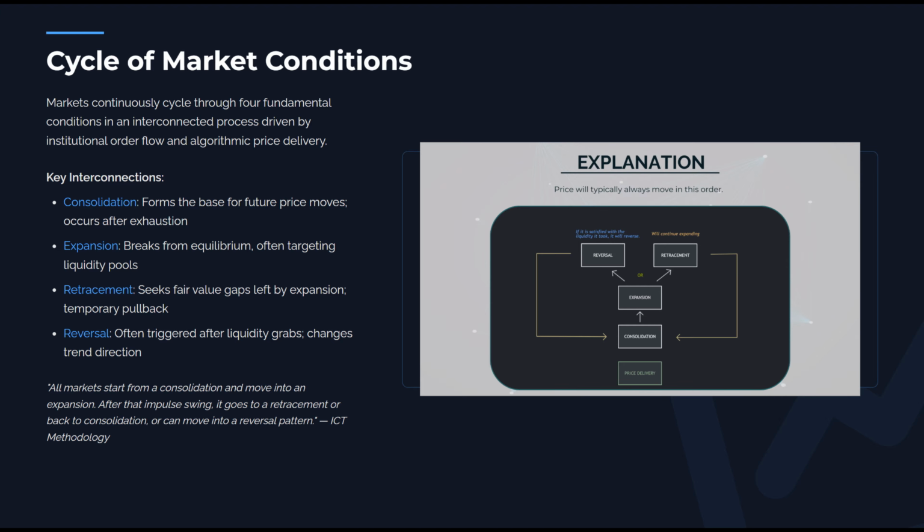If it retraces, it's like the market is catching its breath before running further in the same direction. If it reverses, it's like the market is saying, "Okay, I've gone far enough in this direction, time to go the other way." After either a retracement or a reversal, the market will eventually go back into consolidation, and the cycle starts all over again.